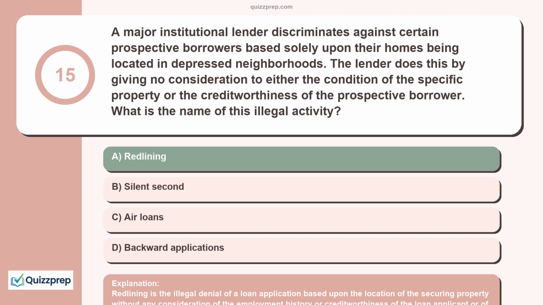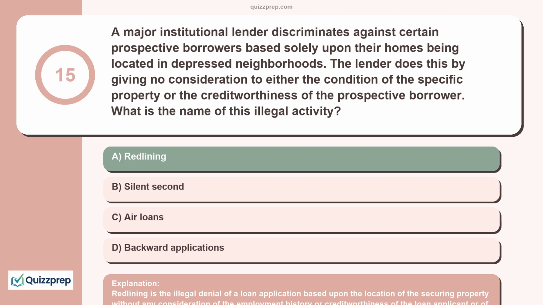B is incorrect. A silent second is a loan between the buyer and the seller for part or all of the down payment. The name comes from the fact that buyer and seller do not tell the primary lender about the loan, thereby silently increasing the amount of debt the buyer is carrying. Silent seconds are a type of mortgage fraud and are illegal.